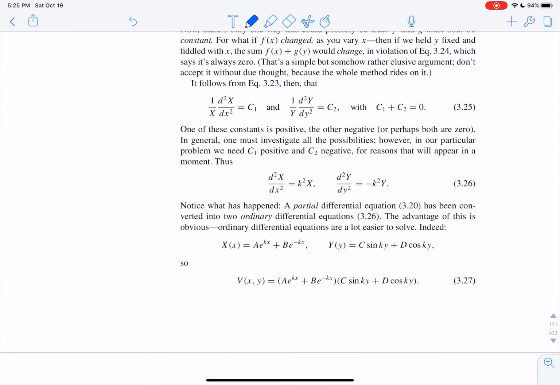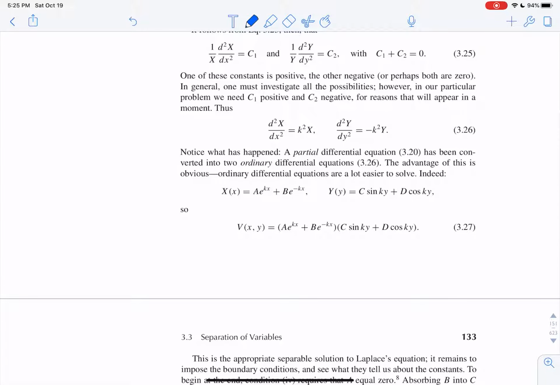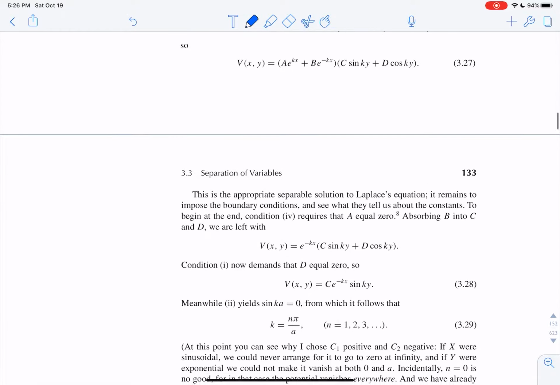How cool is that? So then our x thing has to be something like this, and our y thing has to be something like that, and our overall solution has to be the x thing times the y thing. And that's what we're looking for, a solution like that. In general you get something like this every time, and now we need to apply the boundary conditions for our problem.